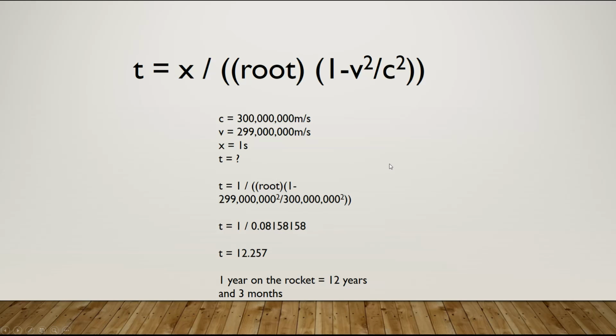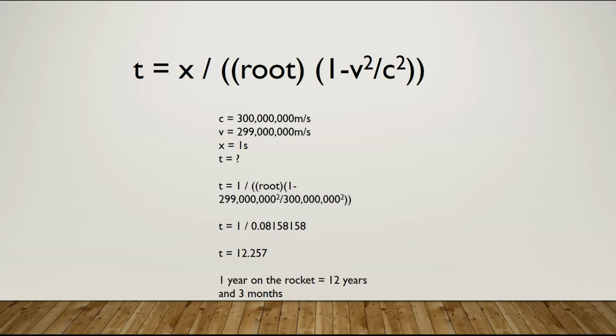Now, as we get really close to what the speed of light itself actually is, here we're going to be like 99.7% of the speed of light. We're going to get to amounts where we got 1 over 0.08. In other words, 1 year on the rocket will now feel like 12 years and 3 months outside the rocket.